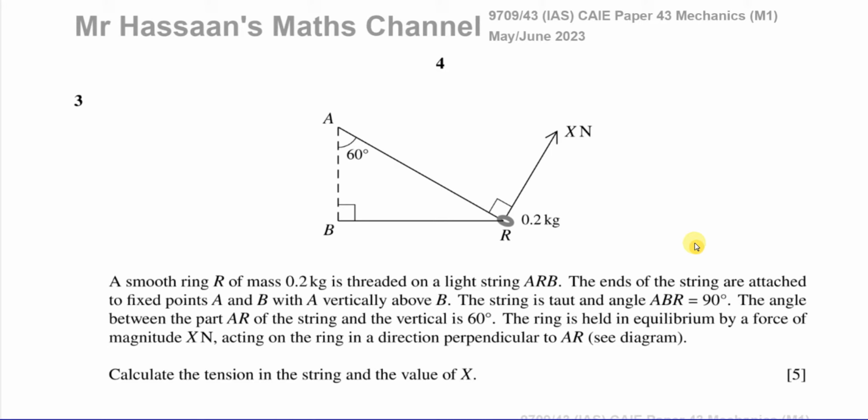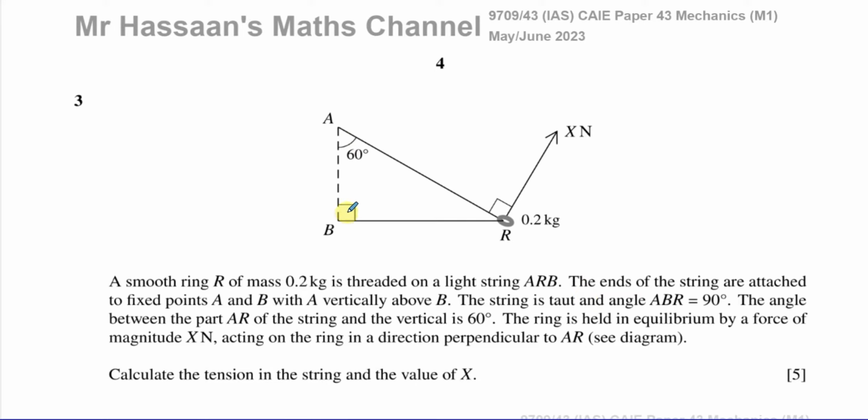And this question here is about a smooth ring R of mass 0.2 kilograms, which is threaded on a light string ARB. Okay, this is the string ARB. The ends of the string are attached to fixed points A and B, with A vertically above B. The string is taut. Angle ABR is 90 degrees.